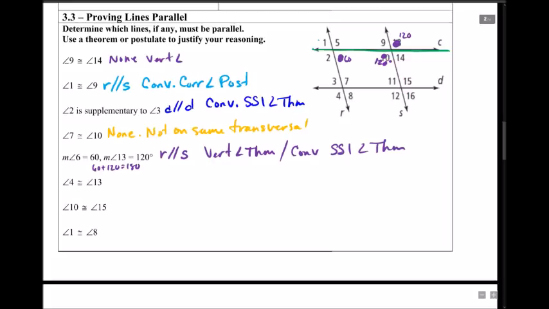Vertical angles are useful. On this one, we also could have done angle 14 with 60 degrees by linear pair. And then we could have used the converse of the corresponding angles postulate, because then this angle and this angle would be corresponding. So multiple ways, as always, multiple ways to do everything here. All right, we are almost done. Yay.